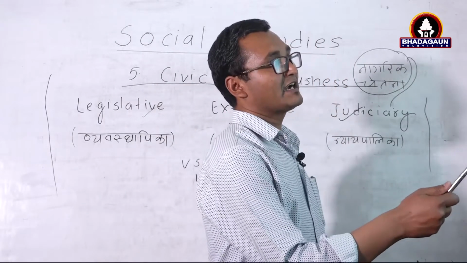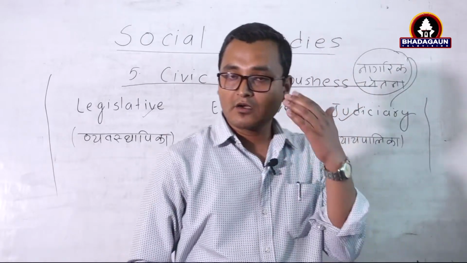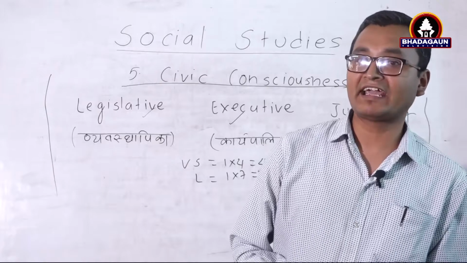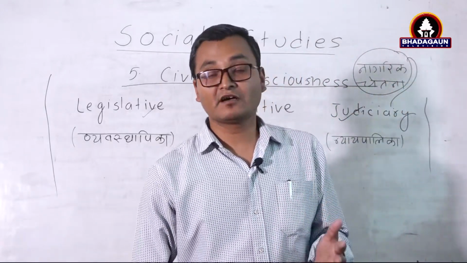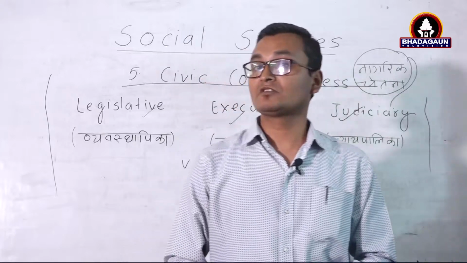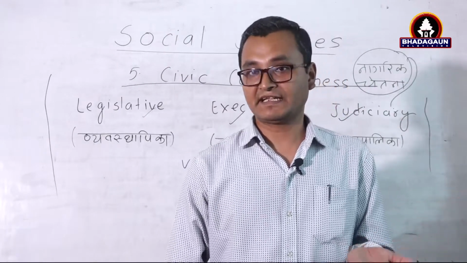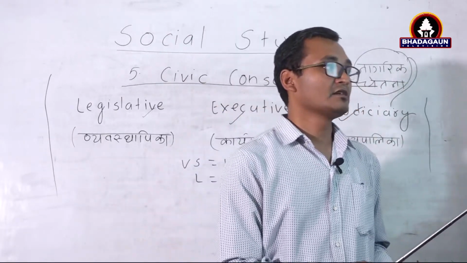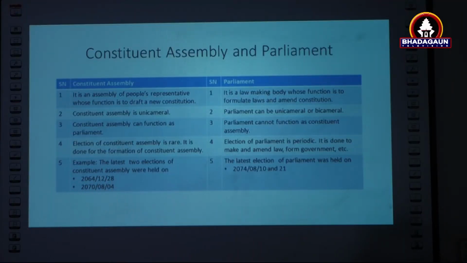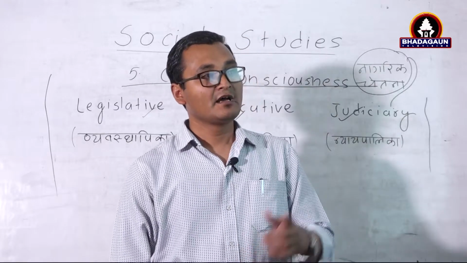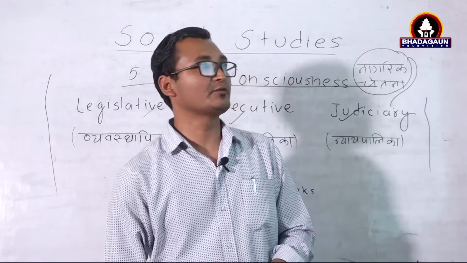And such type of Constituent Assembly election, we have 2 Constituent Assembly, Constituent Assembly 1 and Constituent Assembly 2, and it is because Constituent Assembly 1 failed to draft the constitutions. That's why we needed Constituent Assembly second. So first election was held on Chaitra 28, 2064, and the second was held on Mansir 4, 2070, whereas latest election of parliament was held in Nepal in 2 phases. That kinds of elections were held, Mansir 10 and Mansir 21 in 2074.